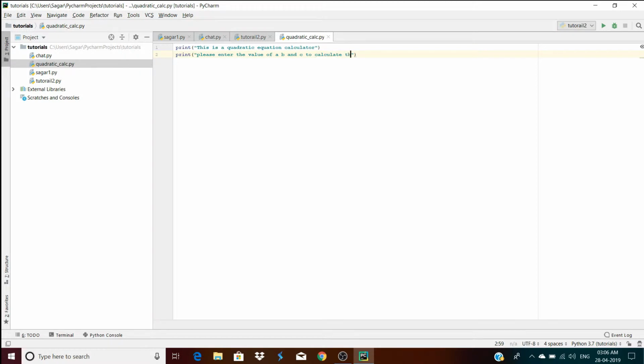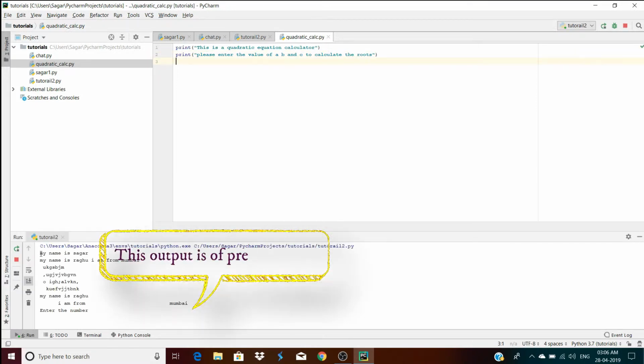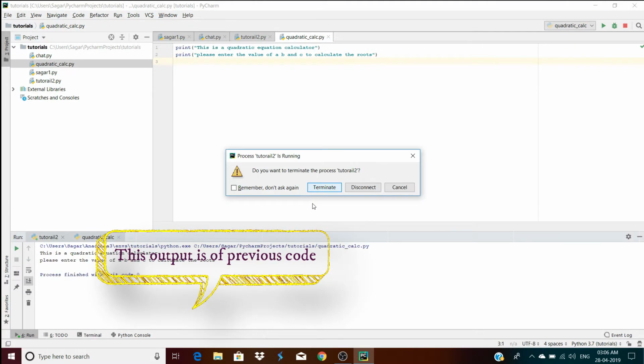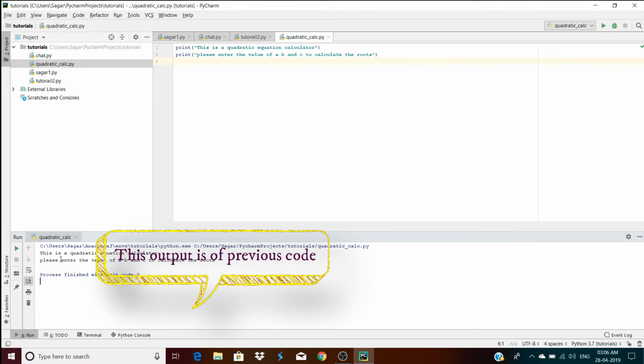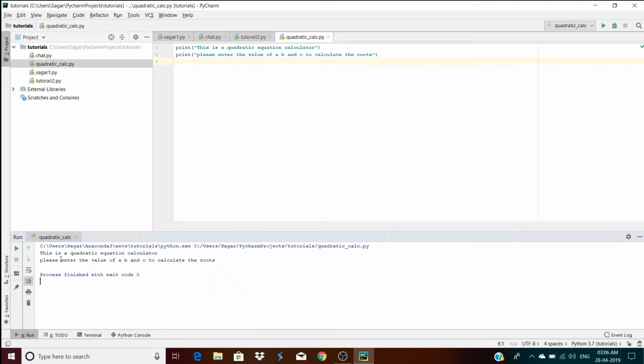Fine. So let us just run this much of code and see what happens. We should run it from here. So this is showing the output of the previous one. It's saying this is a quadratic equation calculator. Please enter the value of a, b, and c to calculate its roots. So let me just capitalize this P. Fine. So till now it will be fine.